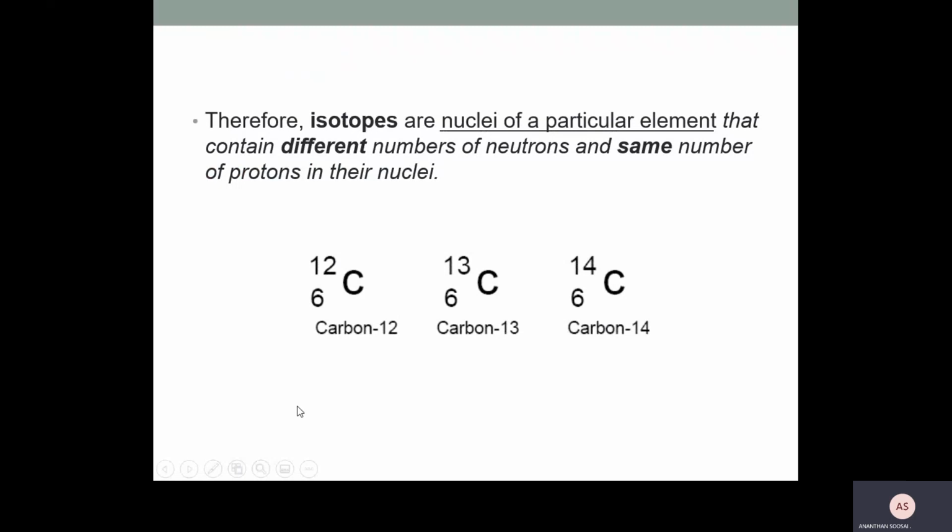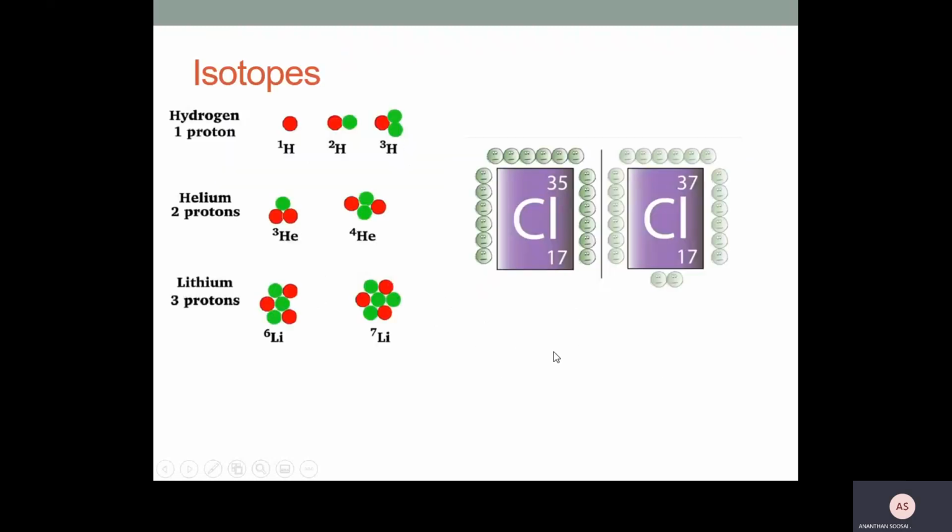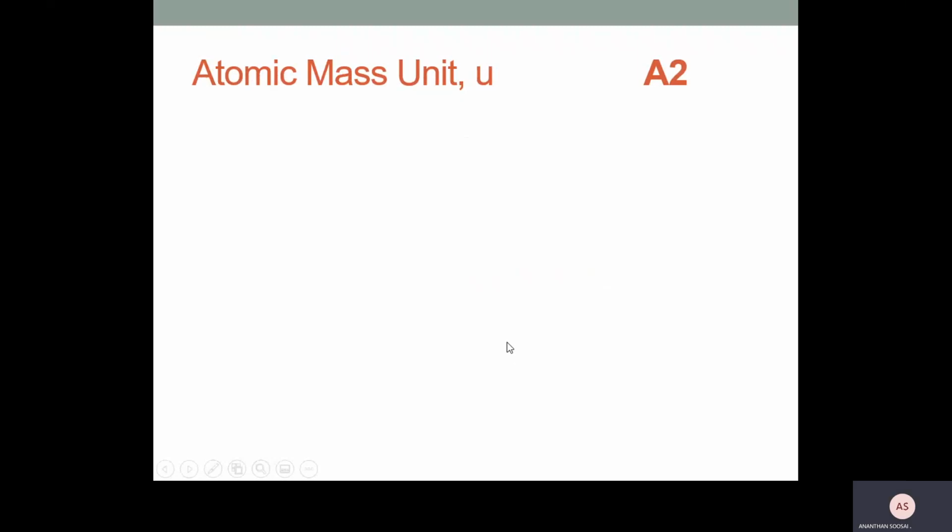Yeah, so carbon isotopes are nuclear particle elements that contain a different number of neutrons, same number of protons. Same thing for other isotopes. Hydrogen has hydrogen, deuterium, and tritium, as we call them. Helium also has its own isotopes. Chlorine also has 35 and 37.